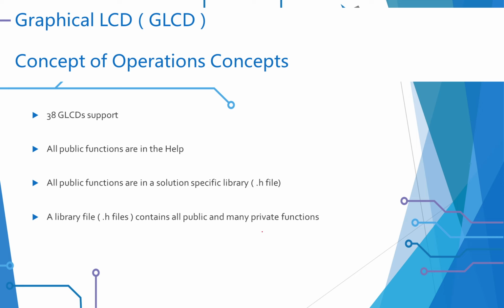So let's look at GLCD, concept of operations. The libraries support 38 devices. All the public functions are in the help. Conceptually, all the public functions are in a solution specific or hardware specific library, a .h file, and that .h file will contain all the public and many private functions to that particular device. So what we've got is a way of publishing things, and we're going to show you how those work.